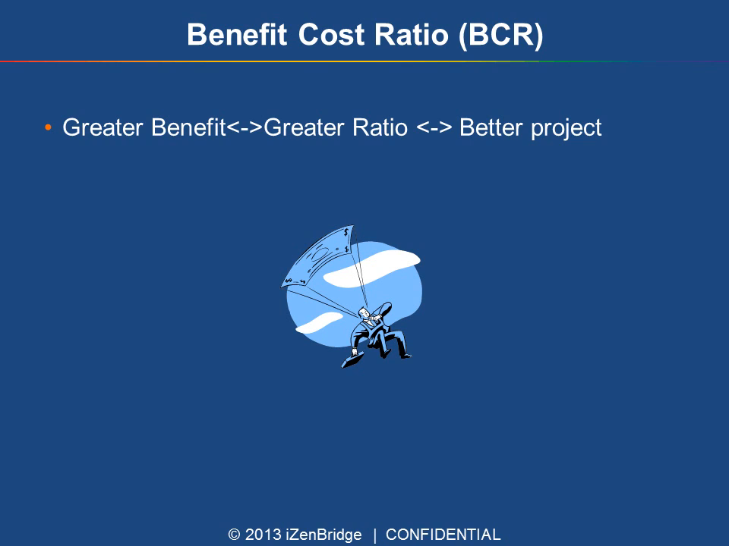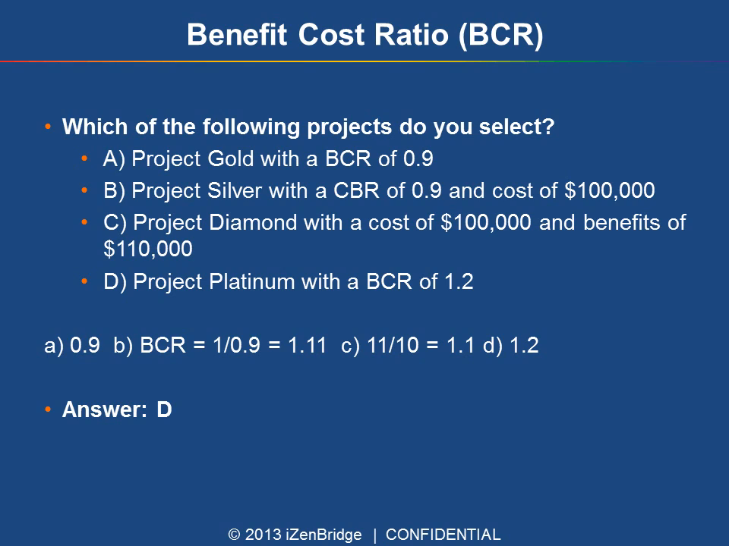Now, how do we look at this benefit cost ratio? The greater the benefit, the greater the ratio. So if the benefits are more than the cost, we will get a higher ratio. Now let's take an example, a kind of PMP question, where you have various projects and their benefit cost ratio is given. You may find a cost benefit ratio as a term, which is just the reverse of a benefit cost ratio, because it's a ratio of cost divided by benefit.